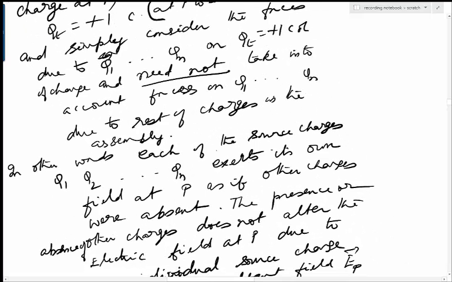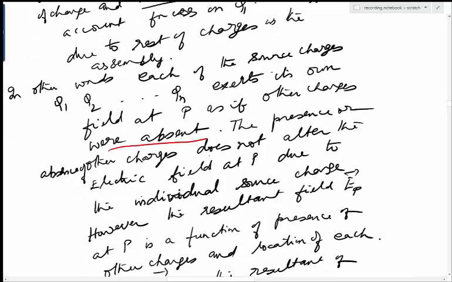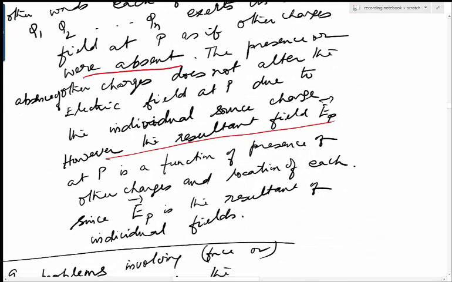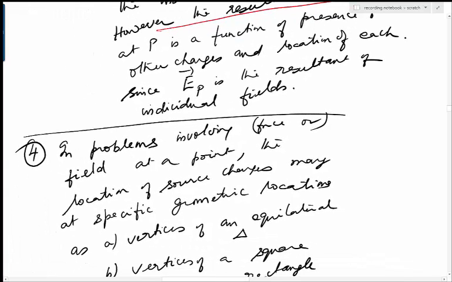In other words, each of the source charges Q1, Q2, Q3, etc. exerts its own field at P as if other charges were absent. The presence or absence of any other charges does not alter the electric field at P due to the individual charges. However, the resultant field at P is a function of the presence of other charges and the location of each, since EP is the resultant of all the individual fields. This is one important thing.